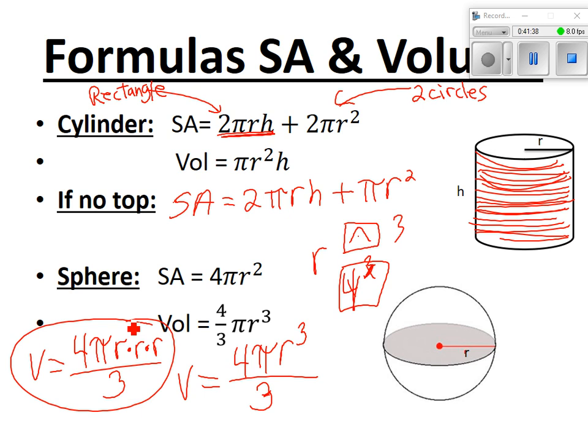For surface area, anybody notice anything about the surface area formula of a sphere? Same thing as a circle, except it's 4 circles. So if I took a sphere, if I took a softball and I cut the cover off a softball and I cut it up, guess what it would make? 4 circles. 4 circles, exactly 4 circles.